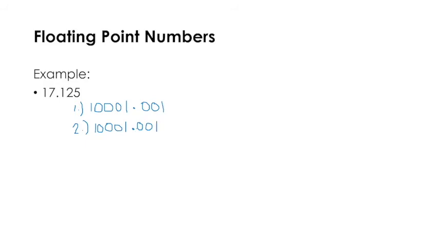So to get the scientific notation, all we need to do is to shift the decimal point until we reach the last non-zero value. So it will be equal to 1.00001001 times 2 raised to 4. So our exponent is 4.